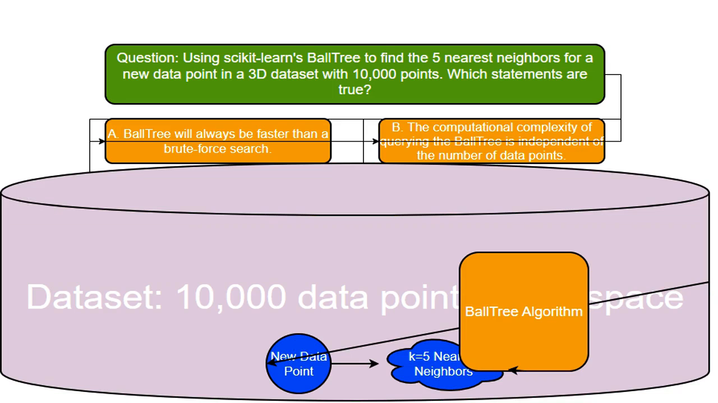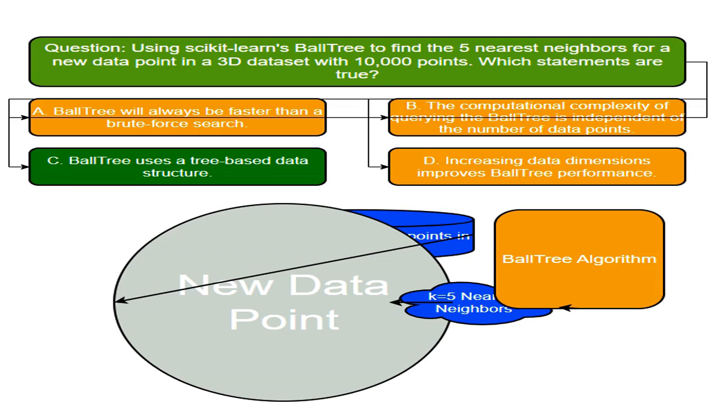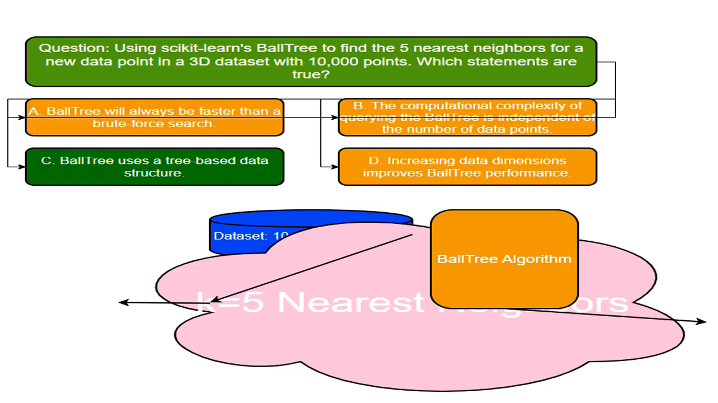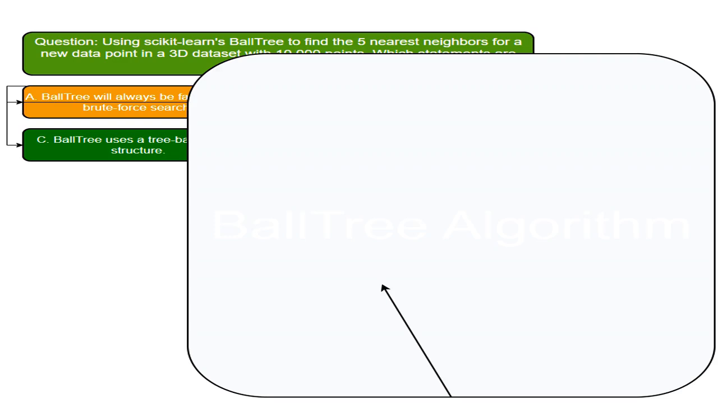Imagine 10,000 dots scattered in a 3D room. Each dot is one of our data points. We have a new point, a new dot, added to that 3D room, and we want to know which existing points are its nearest neighbors. The K in K nearest neighbors is 5, meaning we want to find the 5 dots closest to our new point. This line reinforces that the BallTree algorithm, a specific type of tree-based data structure, is what we will use to find those 5 nearest neighbors.